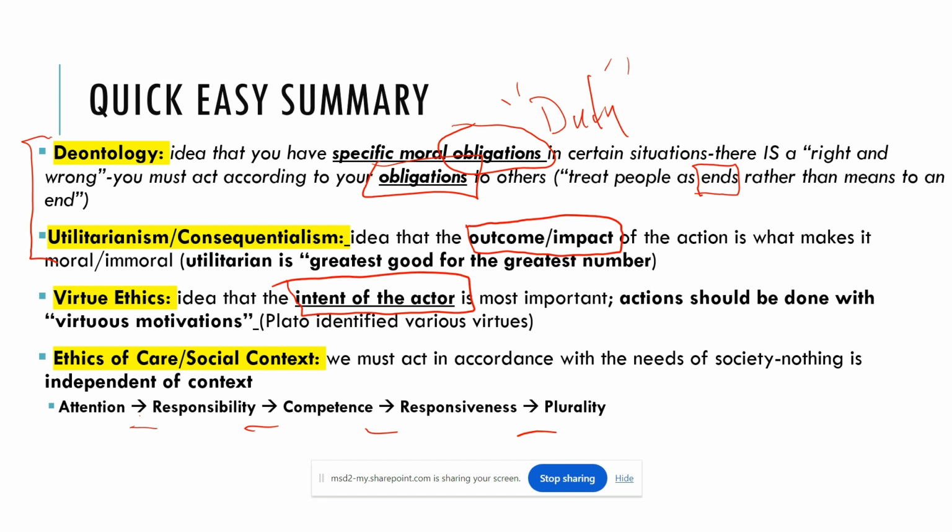You need to be responsive to the needs of others. And then plurality, which just means being open-minded and accepting the views of others and being tolerant of people that are different from yourself. So ethics of care. Those are the 4 big ones.